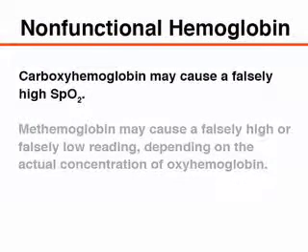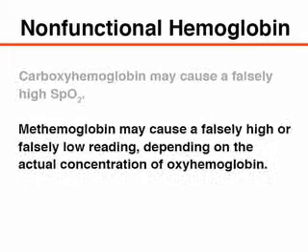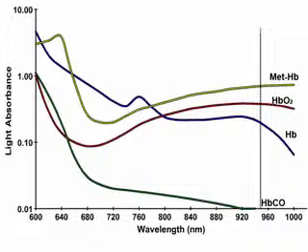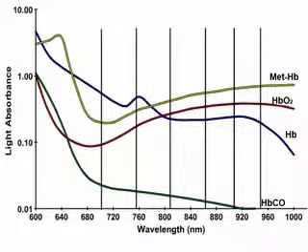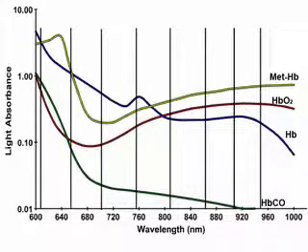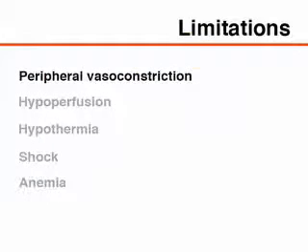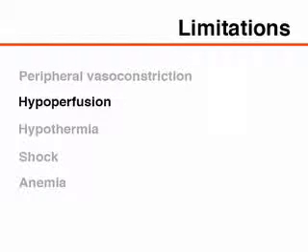Carboxyhemoglobin may cause a falsely high SpO2, whereas methemoglobin may cause a falsely high or falsely low reading, depending on the actual concentration of oxyhemoglobin. Newer pulse oximeters are able to emit light at up to 8 different wavelengths. This increase in the number of available wavelengths makes it possible for the oximeter to distinguish carboxyhemoglobin and methemoglobin. There are additional limitations. Peripheral vasoconstriction, hypoperfusion, hypothermia, shock, and anemia may also yield inaccurate results.